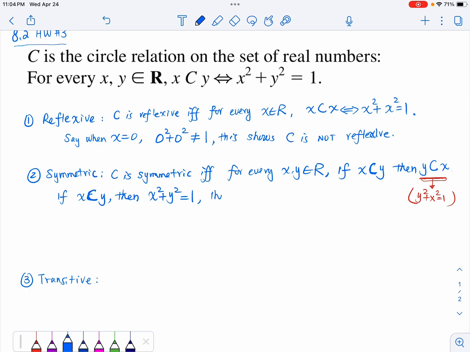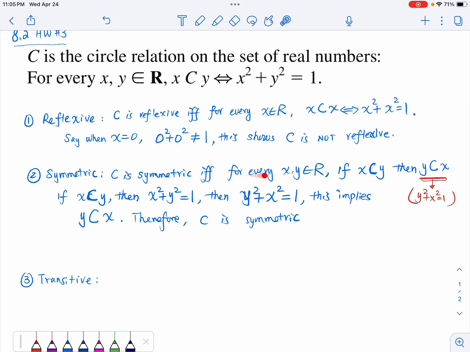So then y squared plus x squared is equal to 1. This implies, according to how the relation is defined, that (y, x) belongs to the relation. So this implies y C x. Therefore C is symmetric. By the way, what I'm writing here is not my proof. It's just an interpretation. Before we claim it is symmetric, this is what we want to show. Here's the proof.